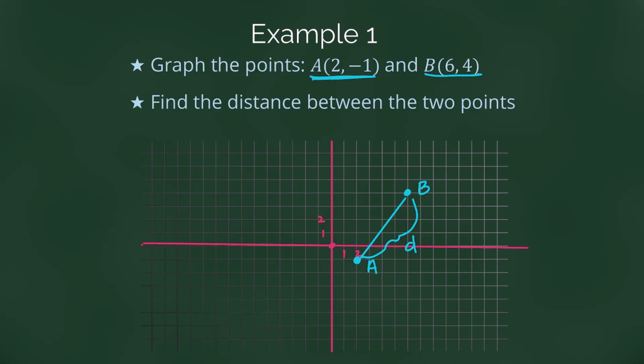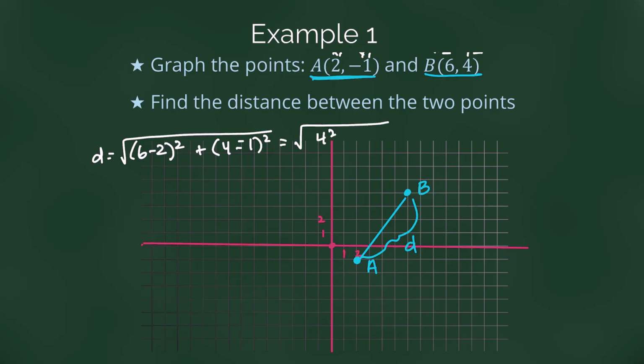But we know that our distance, using the distance formula, is going to be the square root of, let's call this x1, y1, and call this x2, y2. So we're going to do x2 minus x1, that's 6 minus 2, and we'll square that. And then we're going to do 4 minus negative 1. We got to be careful with our signs. So that gives us the square root of 4 squared plus 5 squared, which is the square root of 16 plus 25. When we add those together, 35, 41.